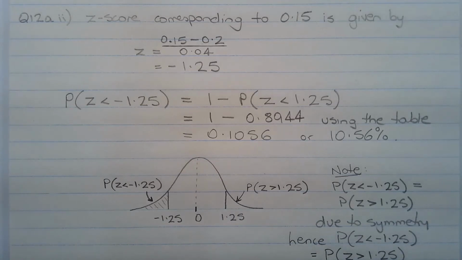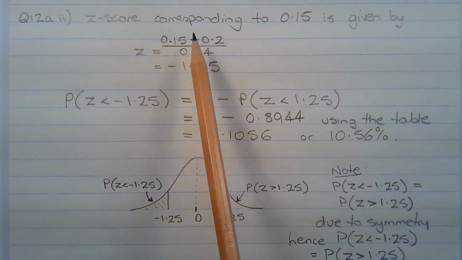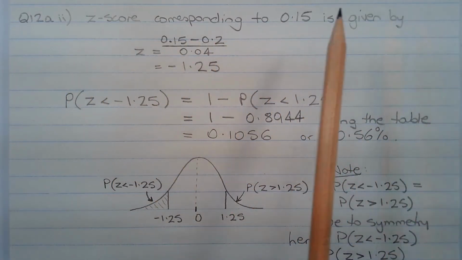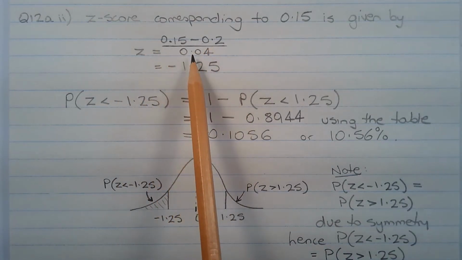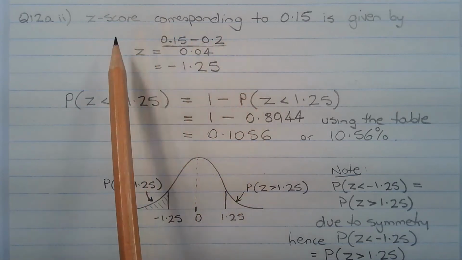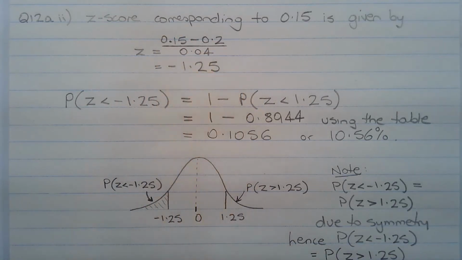15 people who eat out regularly out of a sample size of 100 corresponds to a sample proportion of 0.15. Now the z-score corresponding to 0.15 is given by z equals (0.15 minus 0.2) over 0.04. And this is from the z-score formula. So 0.2 corresponds to the mean and 0.04 corresponds to the standard deviation of the sample proportion.